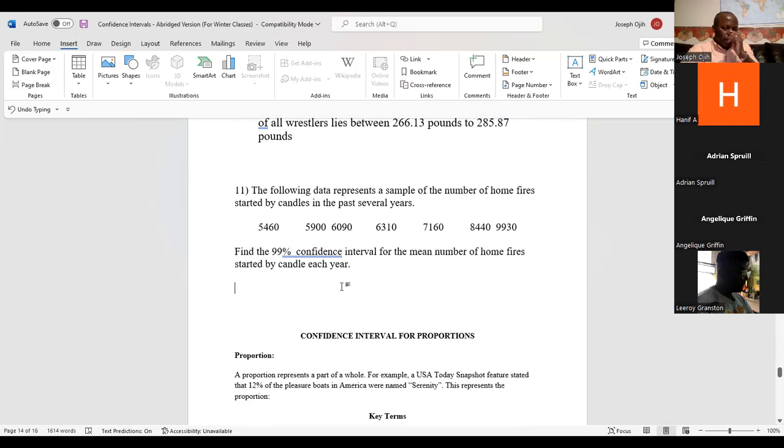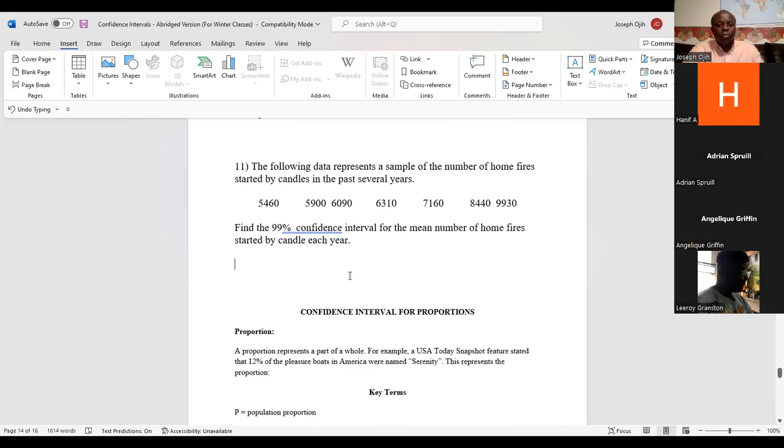So the next question asks us: the following data represent a sample of the number of home fires started by candles in the past several years. This year we have 5,460 home fires started by candles. This one 5,900 home fires, and so on. And for how many years? 1, 2, 3, 4, 5, 6, 7 years. Find the 99% confidence interval for the mean number of home fires started by a candle each year. So what do we do?